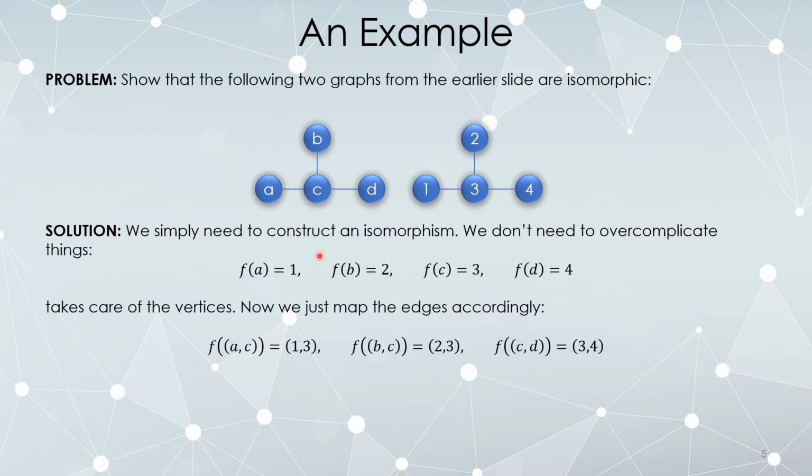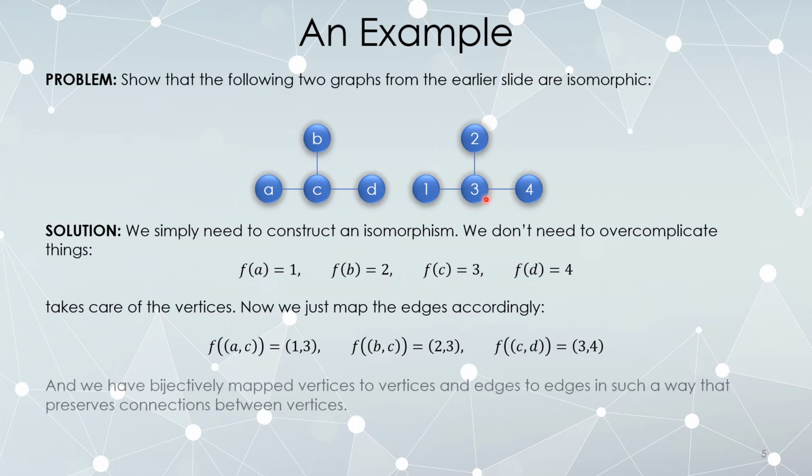Now we need to map the edges. Well, there was an edge connecting AC. Since A got mapped to 1 and C got mapped to 3, we'll map this edge to this edge. So the edge AC gets mapped to the edge 1, 3. Similarly, B and C were connected in the domain, and we can also connect them in the range. So the edge BC is mapped to 2, 3, and similarly CD gets mapped to 3, 4. This induces a bijection between these three edges and these three edges.